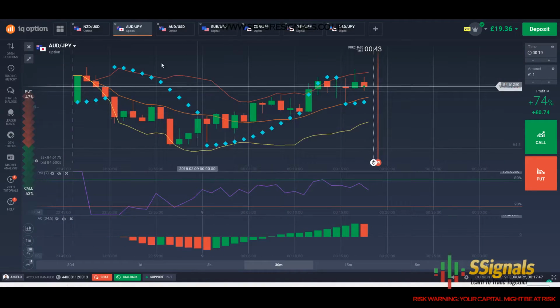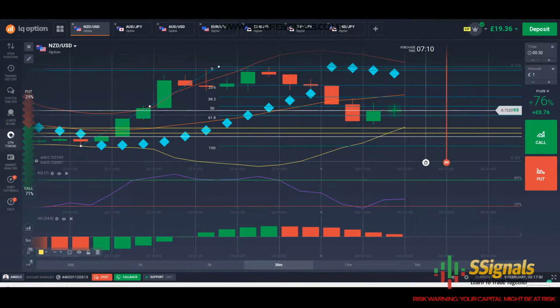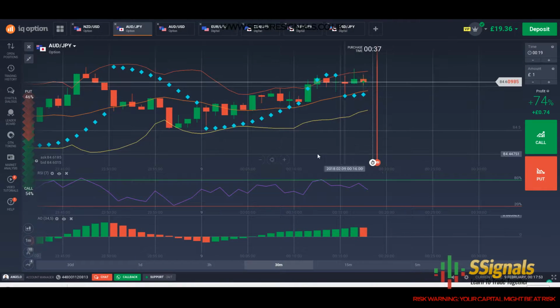So let's look at a different pair. Can someone just look out on that pair for me and just type it in the chat if you come across it.